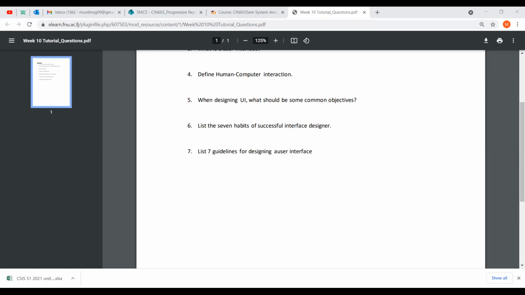Next up, create an attractive layout and design. Next, enhance the interface. Moving on, the next guideline is to focus on data entry screens.